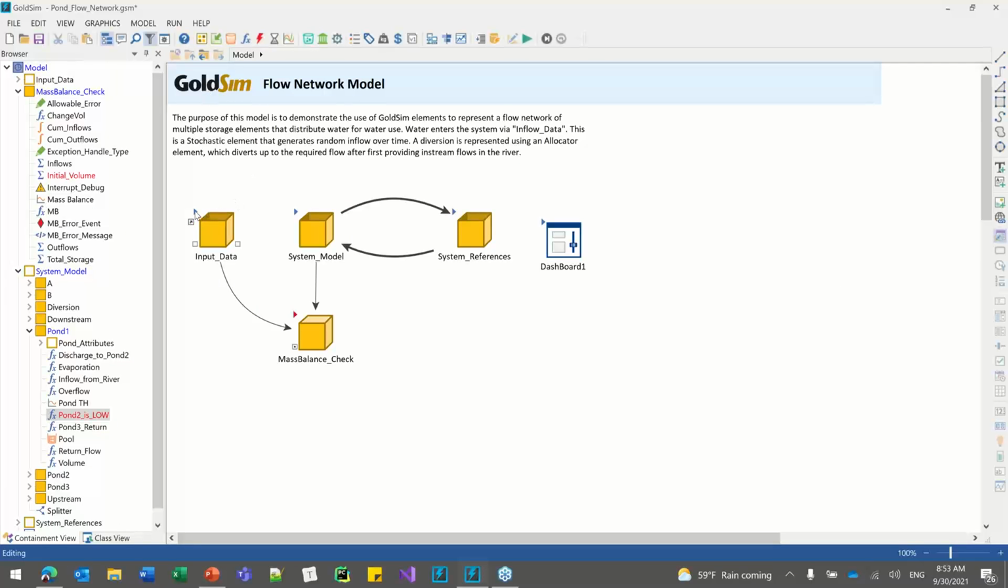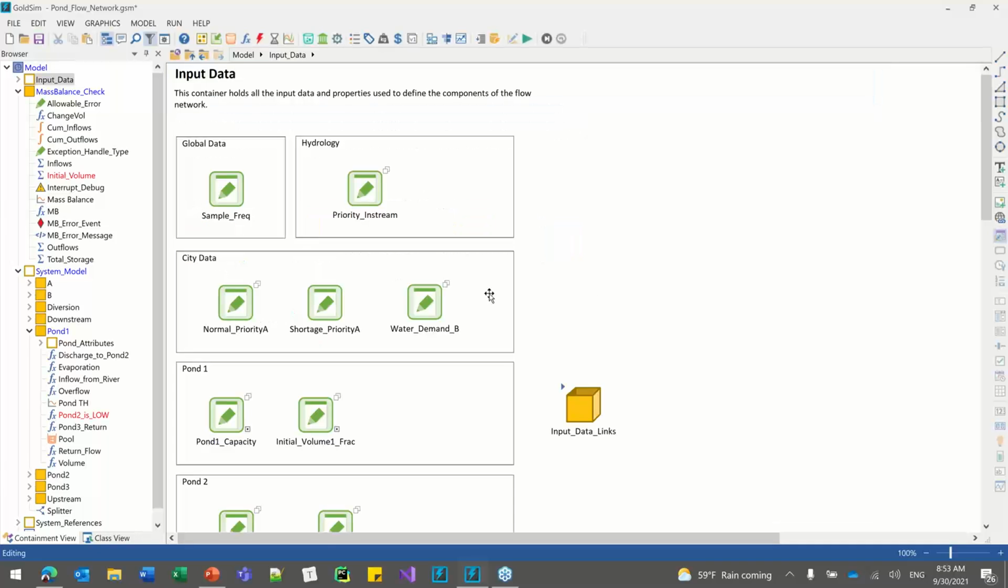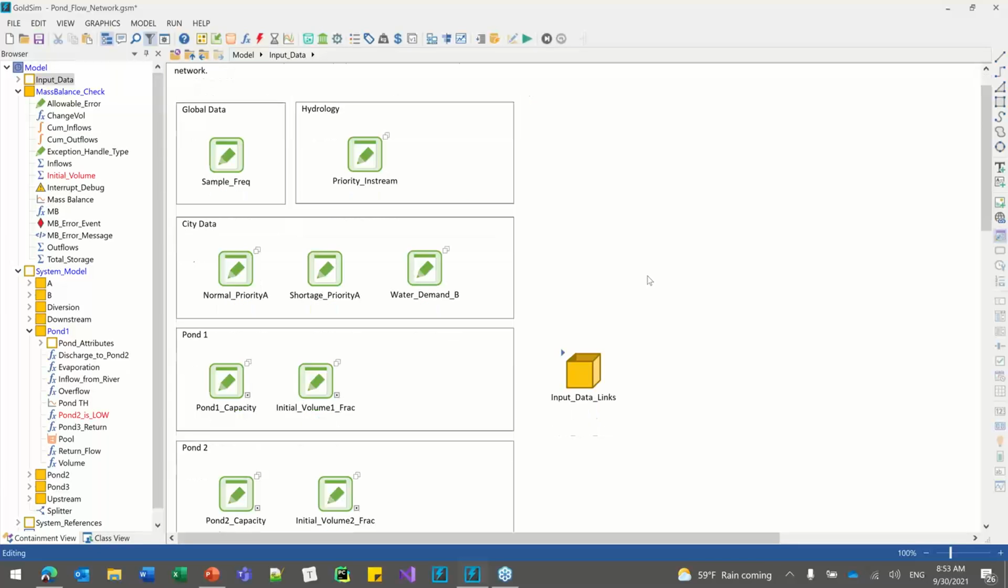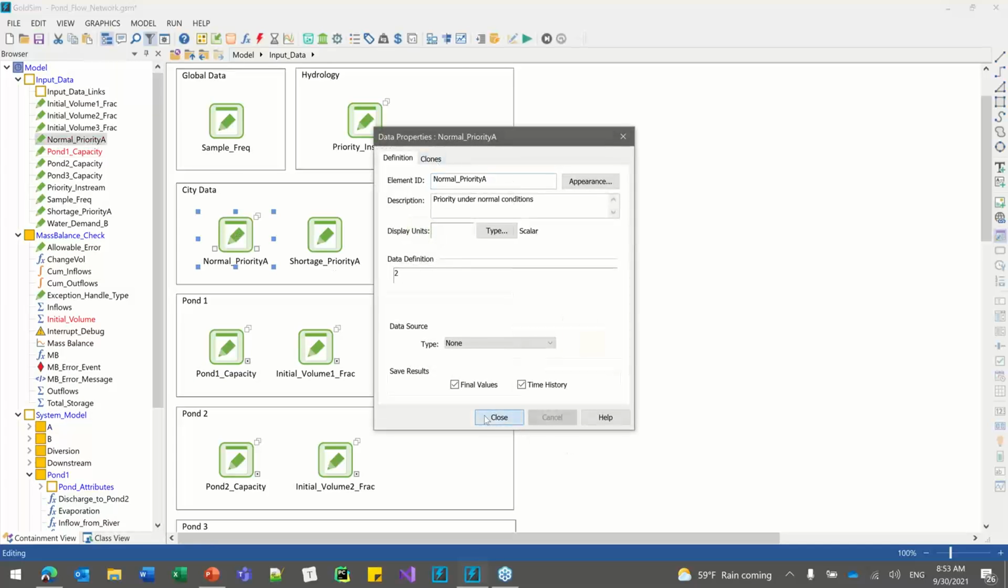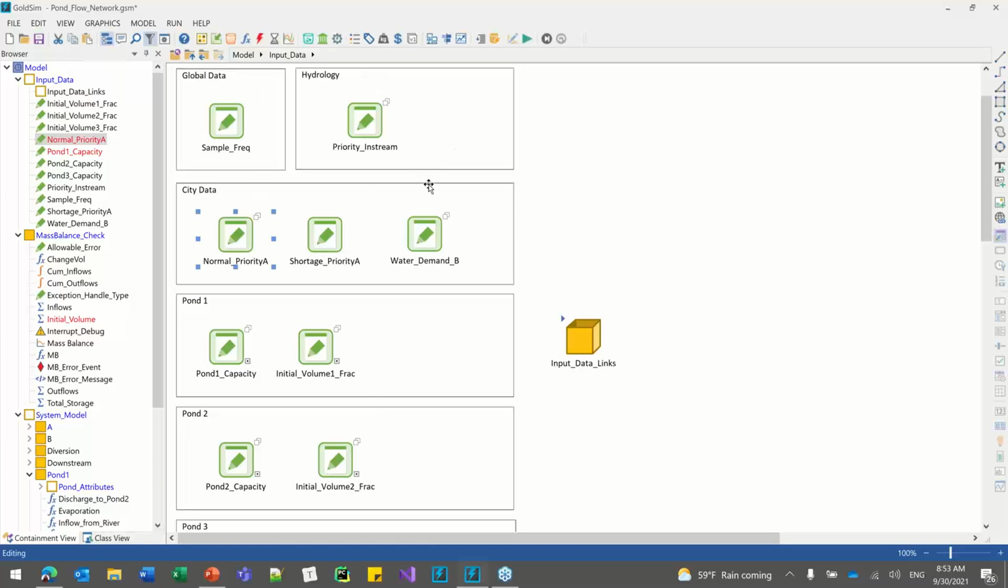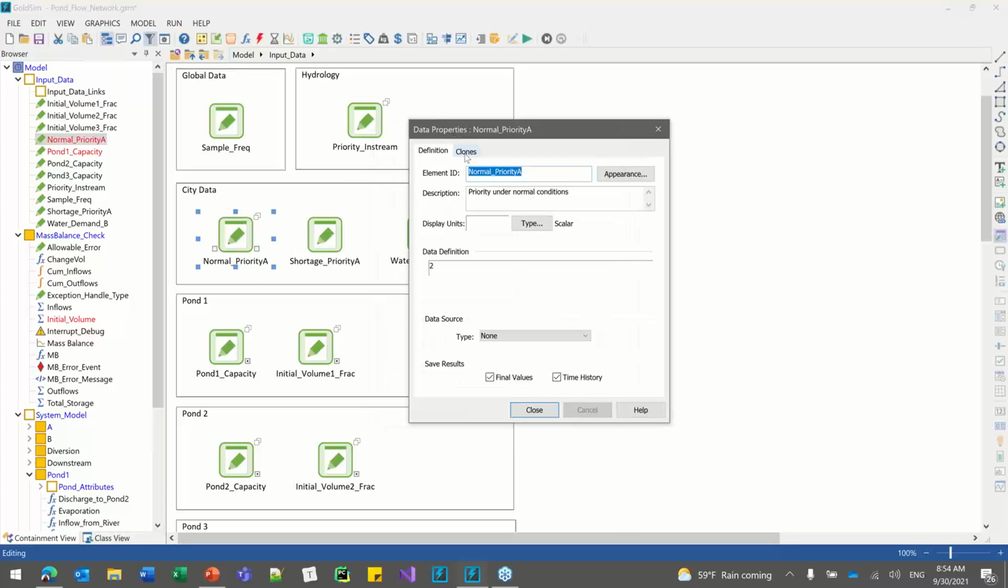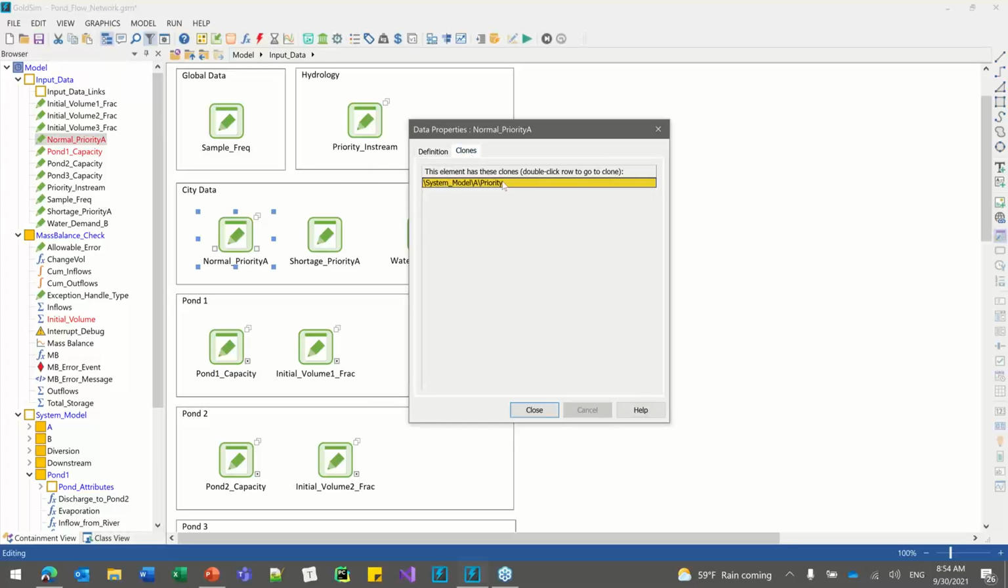If I go into the model and I go to input data, you'll see that the input data here is not being referenced in the system model. Well, that's because I've cloned it into there. And the main reason I do that is because some of these things are being used in multiple places. So let me see if I can find one that's being used in multiple places. You can see all of these elements are cloned. Well, not all of them, but most are cloned. They have a little clone symbol on the top right. And if you open up the properties, then you'll see there's a clone tab, and in there you can see where it's being used.